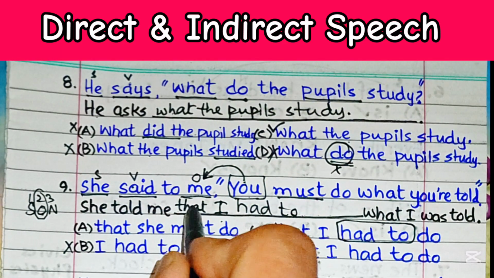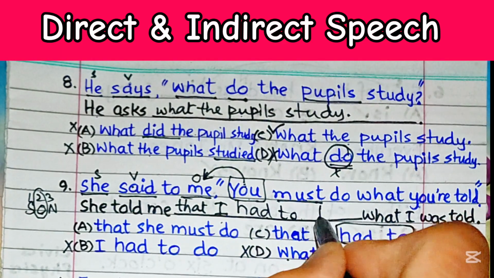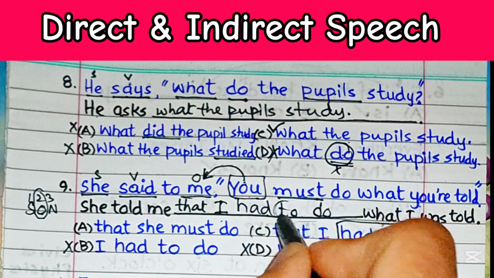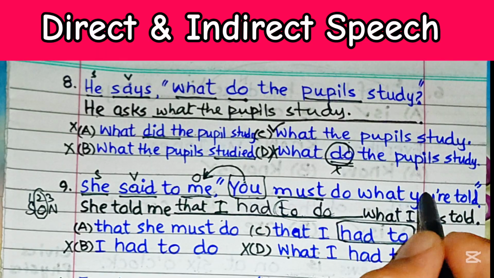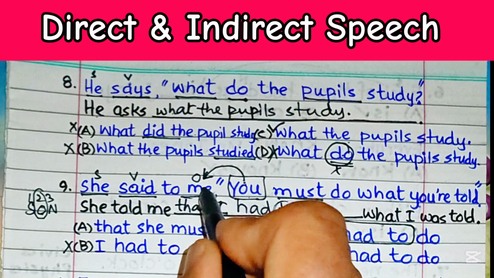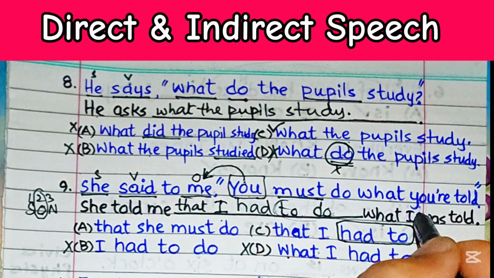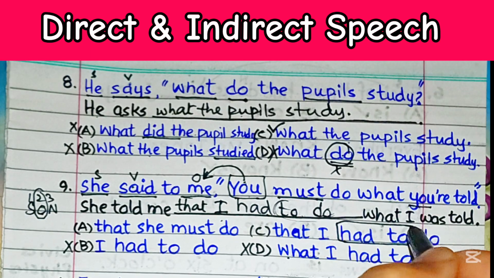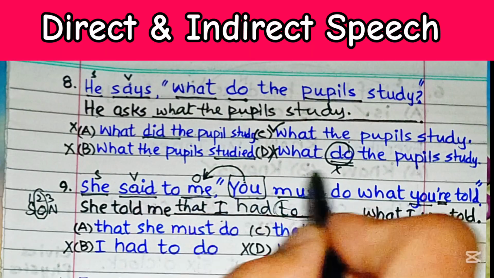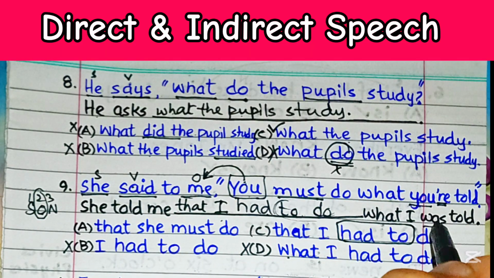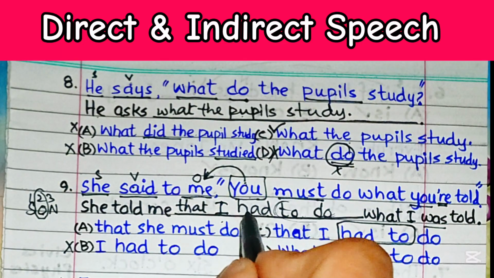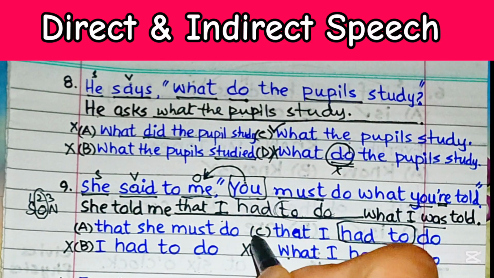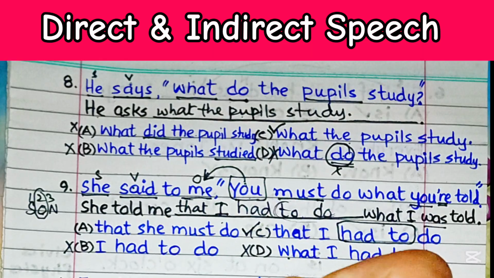She told me that I had to. Then we have to put this do, because this to do is the infinitive over here, what I was told. So again, you are is to be changed with the object that is I, me. So you is changed to I, and are is going to be changed into was, because this is in past, and this are is to be changed into was or were, but it is going to match I was told. So she told me that I had to do what I was told. So the right option is this one, C.